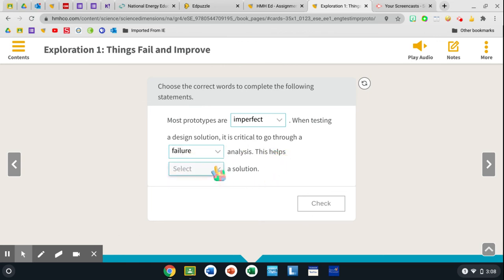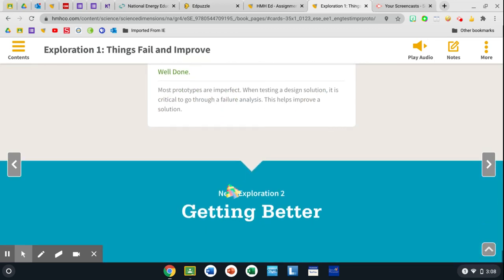This helps blank a solution. So going back and seeing what went wrong and why it went wrong, that's going to help you to detect, improve, or vary. So detect means define. Improve means to make better. Vary means to change. So I'm going to say that failure analysis is going to help us improve. So then I'm going to click check, and we have it correct.